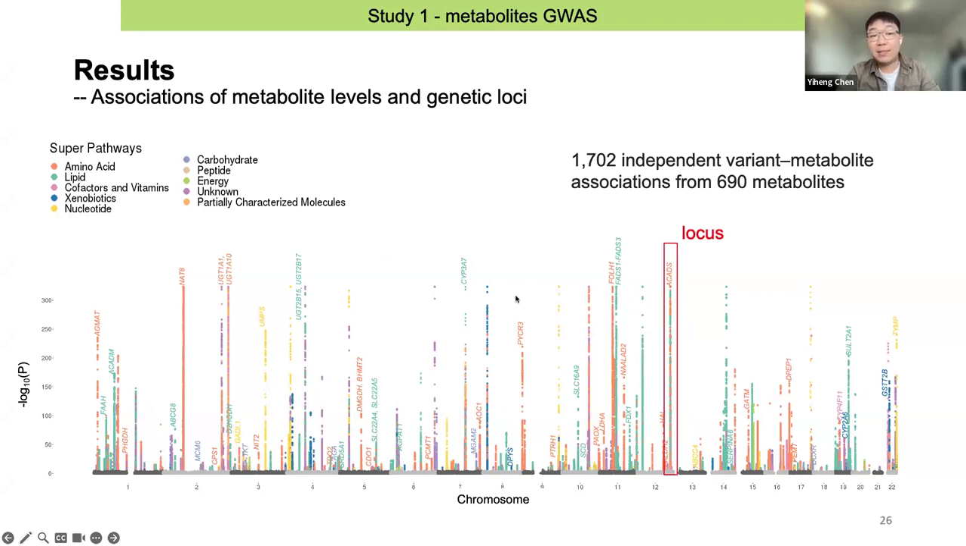Those metabolites come from different categories, which is one advantage of this metabolomics measurement approach, because we can simultaneously check the association with many different types of metabolites.